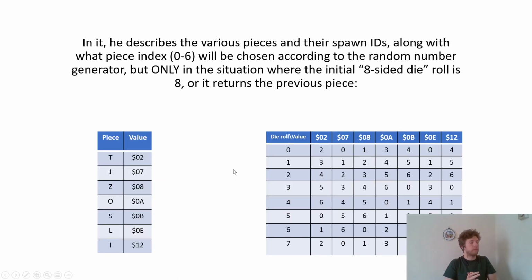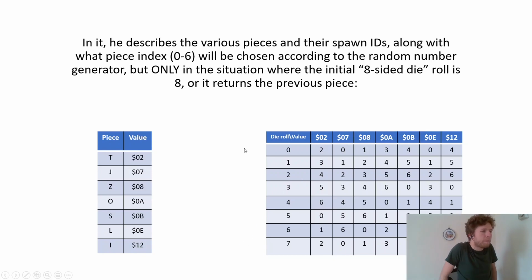So yeah, here is the idea behind what happens. Each piece has a spawn ID. So a T piece is stored at value 2. This is in hexadecimal, so base 16. J at 7, Z at 8. The O piece is stored at A, which in decimal is represented as 10. This would be represented as 11. E is 15, I think. And then I here is at, I think, 18.